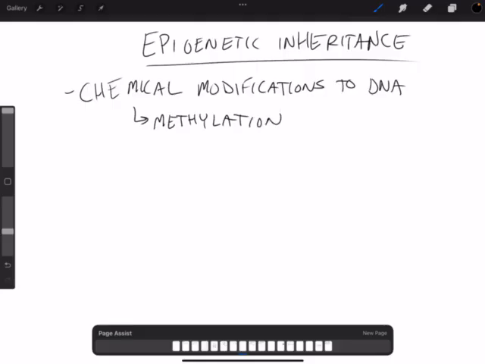There are other ways that you can epigenetically affect DNA. They're wrapped in histones, nucleosomes that can wrap the DNA more tightly or more loosely. Methylation is the one we will focus on for now. Both of these, though, can alter gene expression.